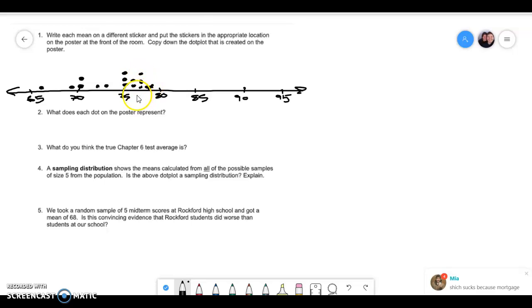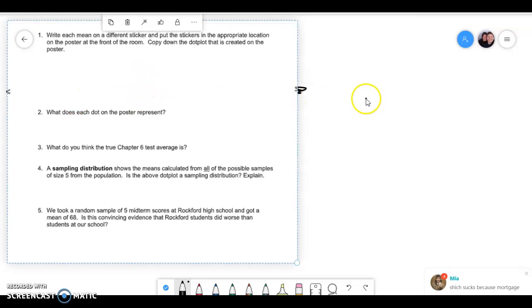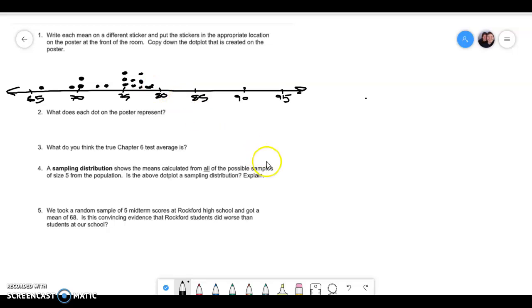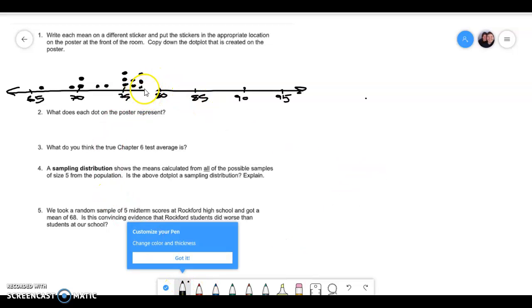Okay, that one got a little weird. Let's undo that. Oh no. Alright, I guess I have to use the eraser. Okay. I do not want to customize my pen.